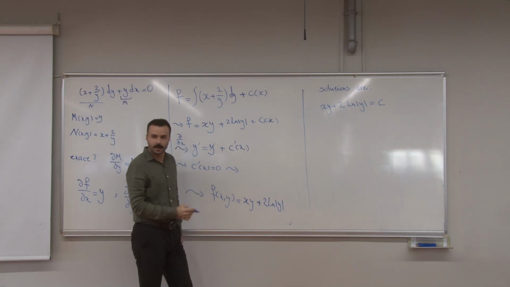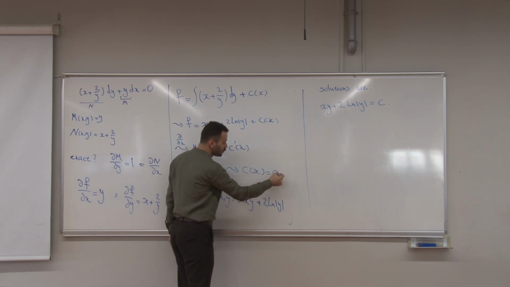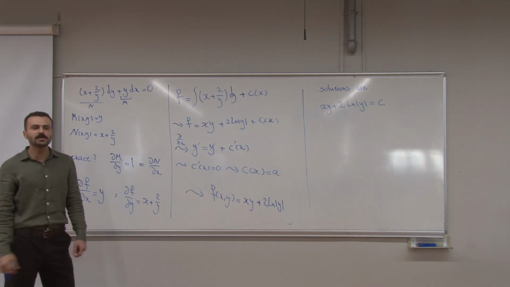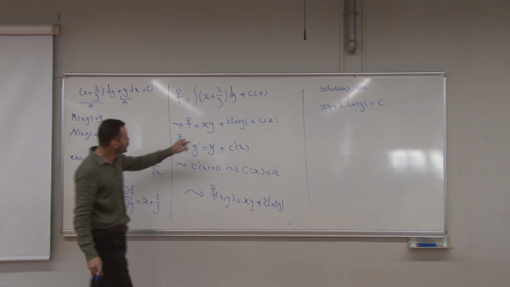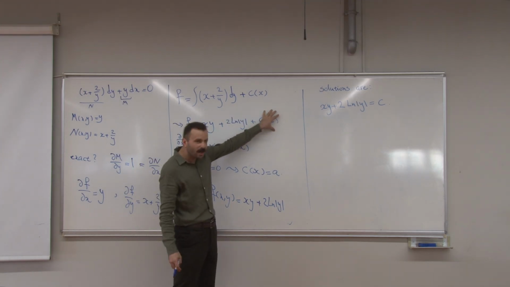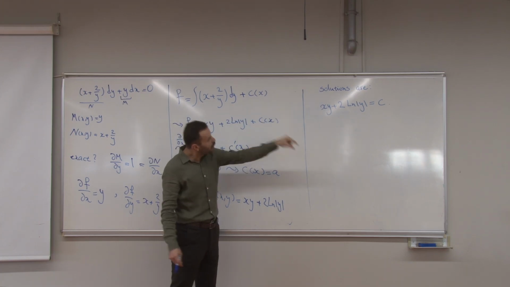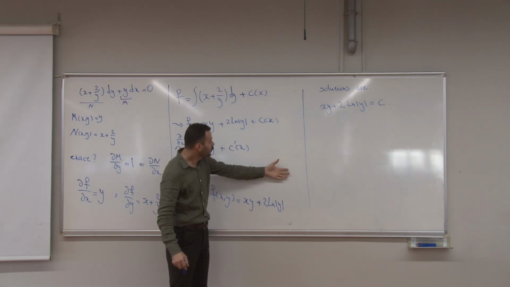What does this mean? It means that this c of x is just a constant. Okay? I call it a. So what is going to happen? What is going to be my function? My function f is going to be xy plus 2 ln of y plus this constant. Since my solutions are going to be level curves, if I also add this constant, I will take it to the other side and just rename it as another constant. So there is no need to add this.